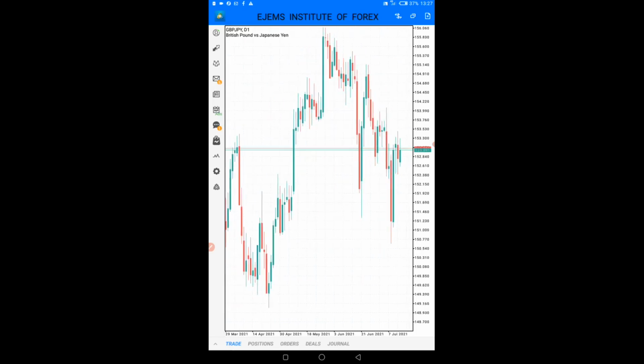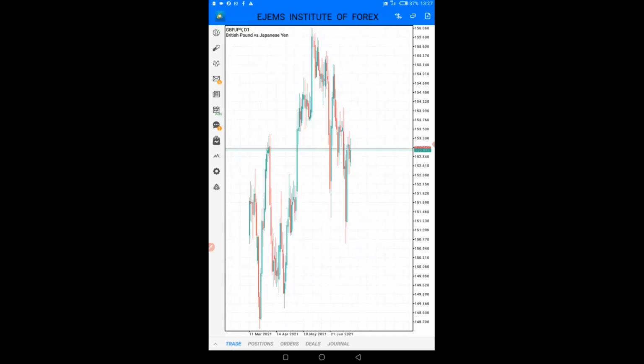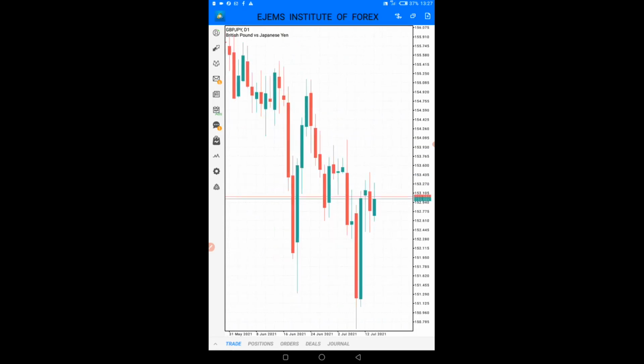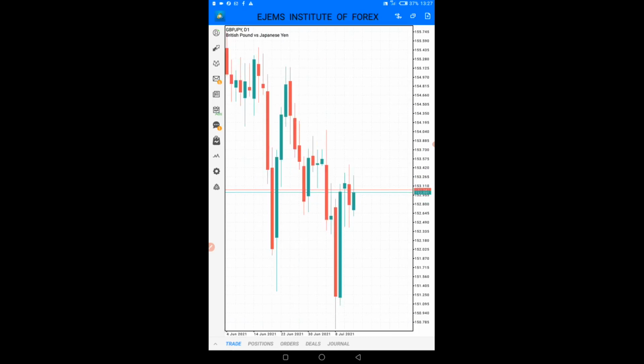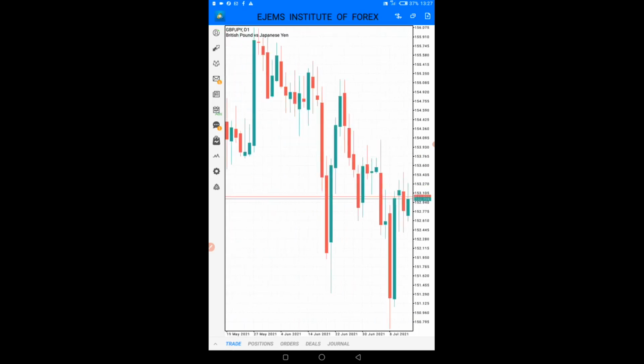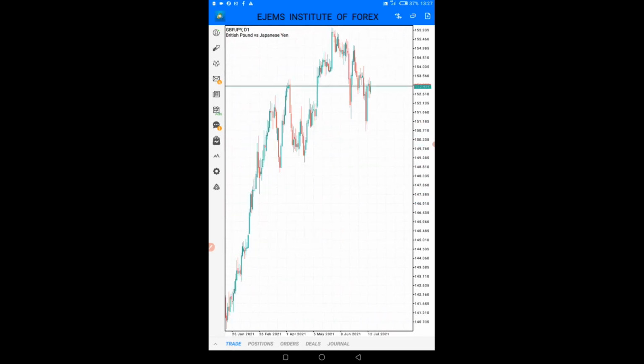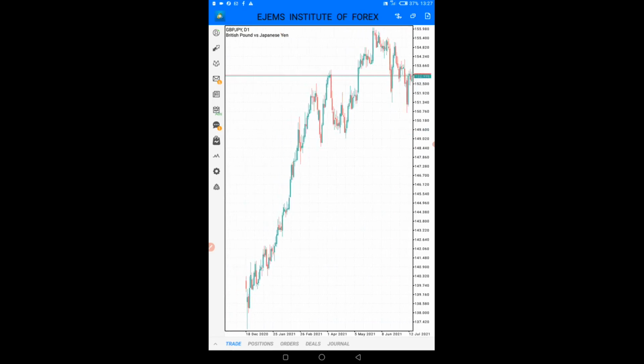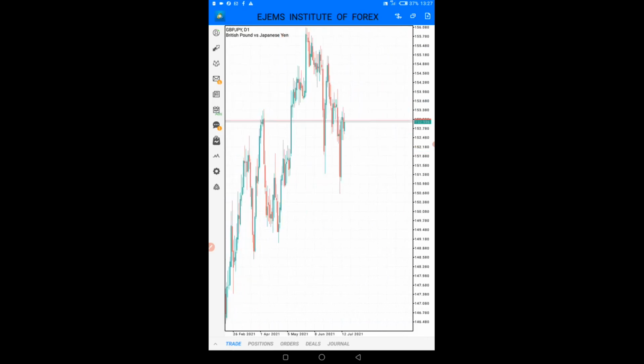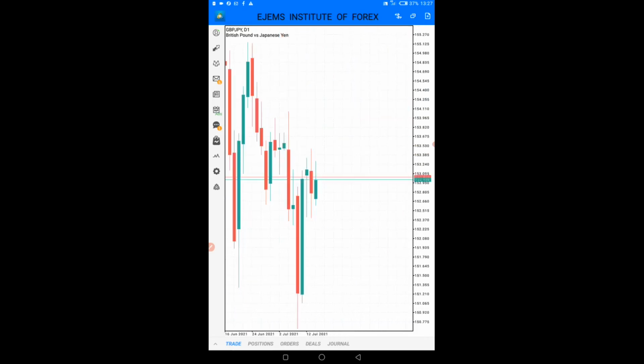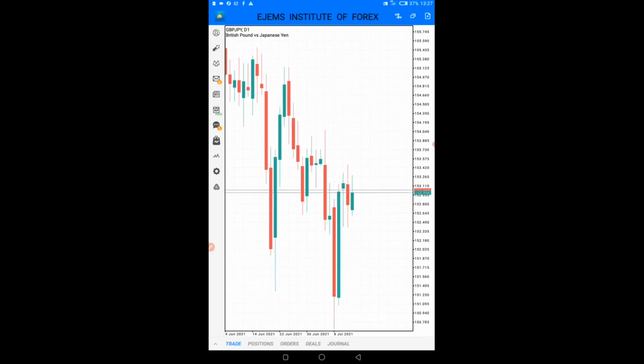On the longer term, GJ is bullish, but on the short term, we can see lately we've been having some bearish move on the daily. You can see on the longer term it is bullish, but lately we've been having some bearish move on the daily.